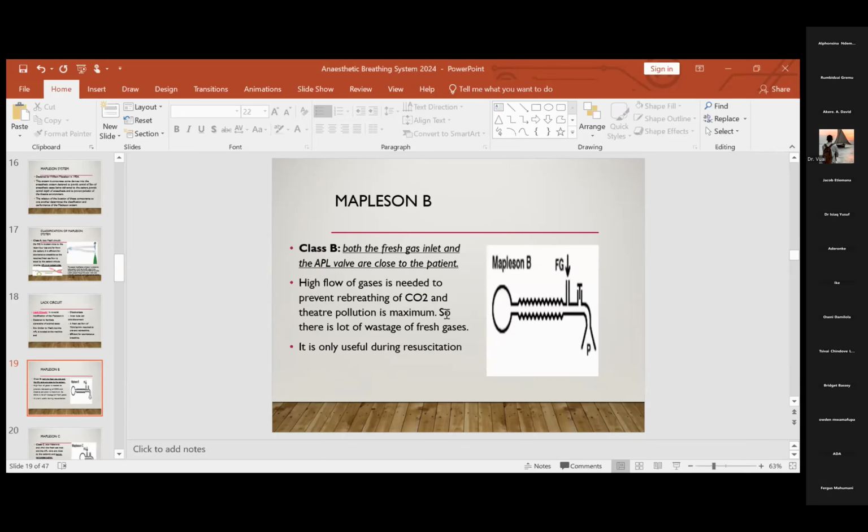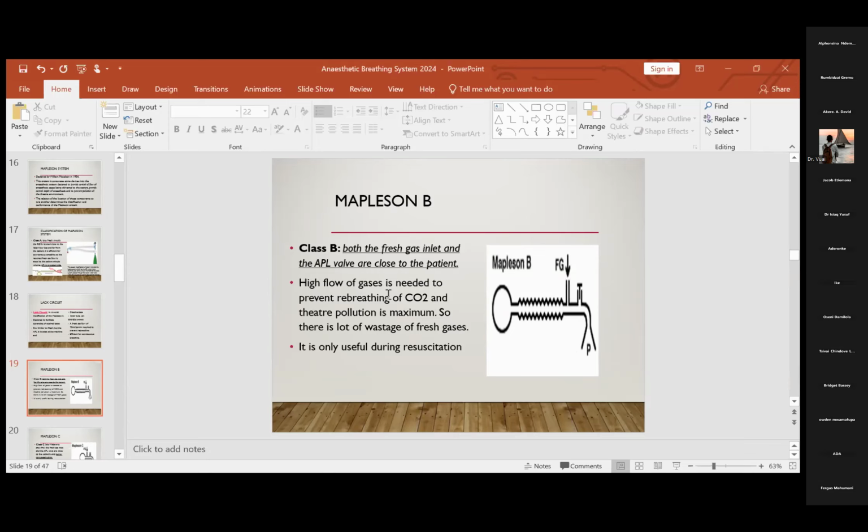Then the Mapperson B. For A, the APL valve is close to the patient. For B, both the fresh gas inlet and the APL valve are close to the patient. This is the fresh gas flow, this is the APL valve, and this is the patient side. So to remember class B, know that both the fresh gas flow and the APL valve are close to the patient end.